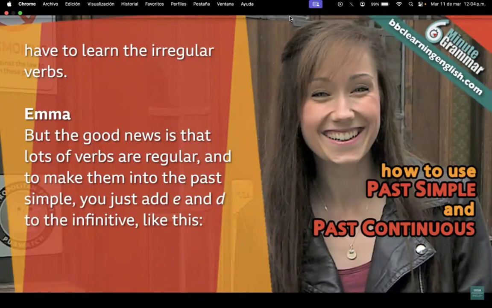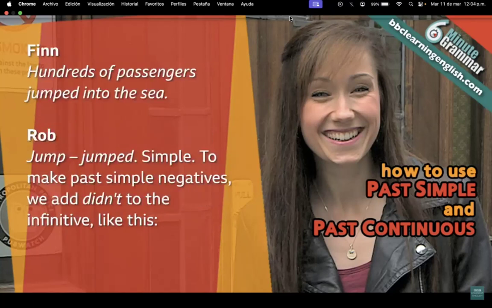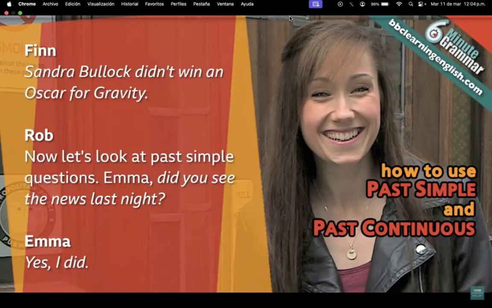And to make them into the past simple, you just add E and D to the infinitive like this. Hundreds of passengers jumped into the sea. Jump, jumped. Simple. To make past simple negatives, we add didn't to the infinitive, like this. Sandra Bullock didn't win an Oscar for Gravity.